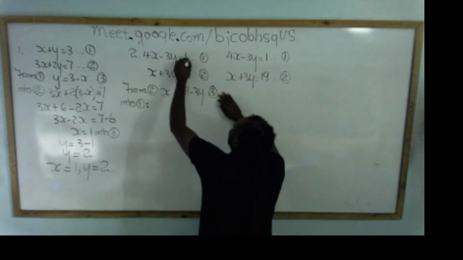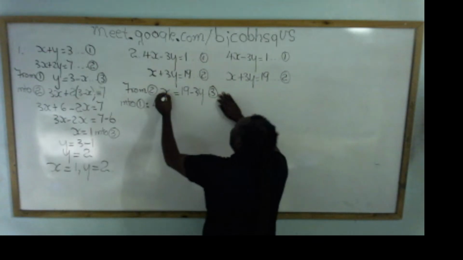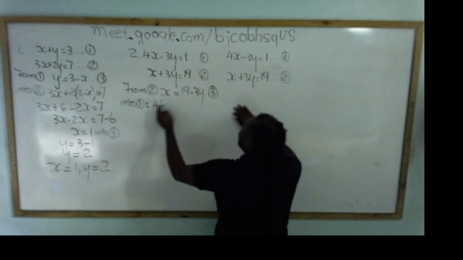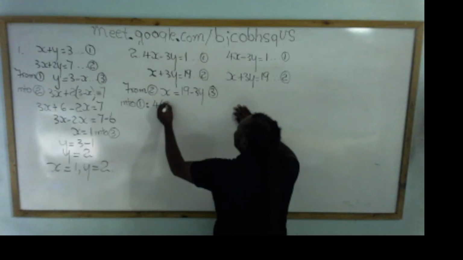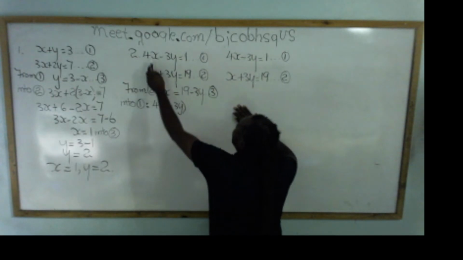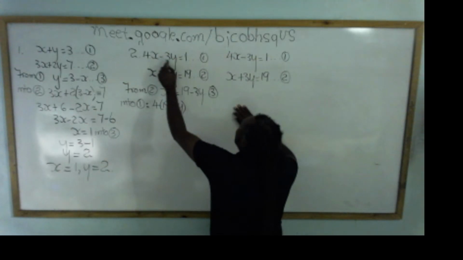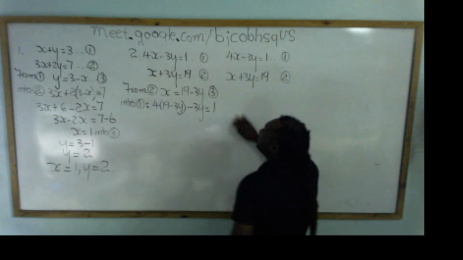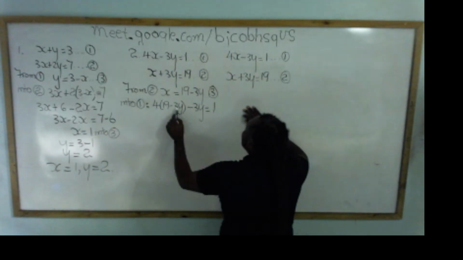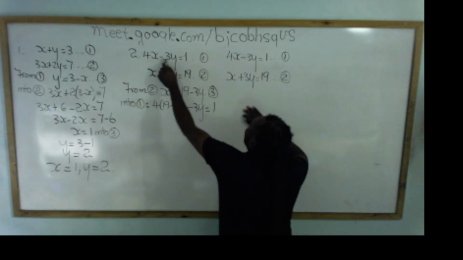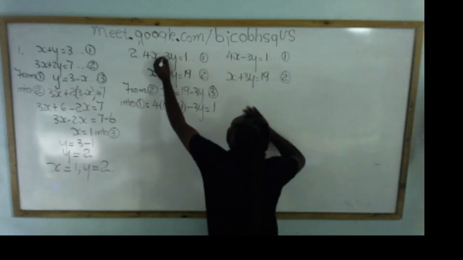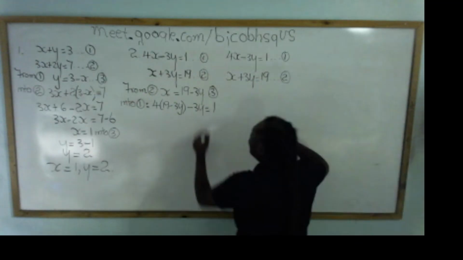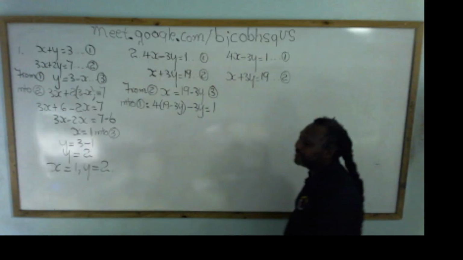So let's go. 4, we're going to multiply that by x. What is x? x is 19 minus 3y. 4 times x is 4 times 19 minus 3y. Then we have minus 3y goes there, equals 1. Of course, now we have one equation, and the only unknown in the equation is y, although we have more than one occurrence of y.